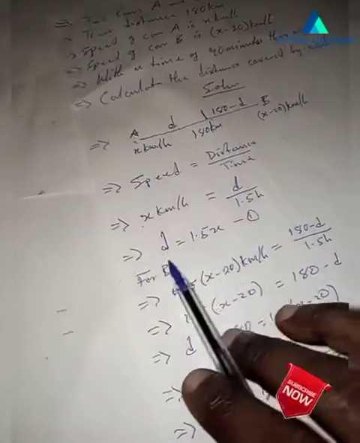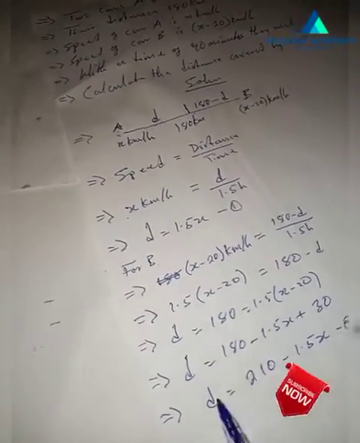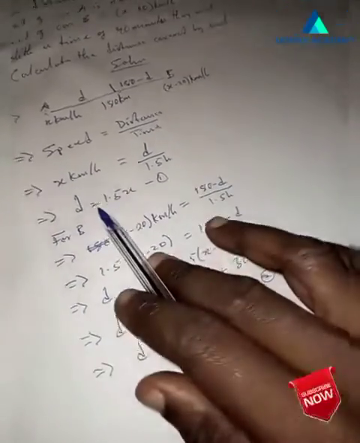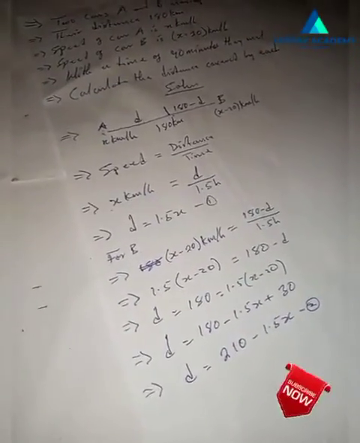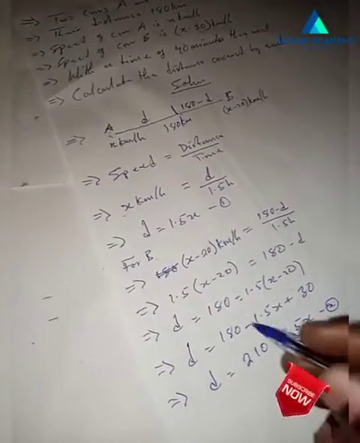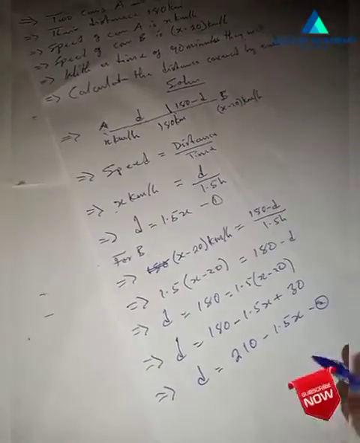From equation 1, you can see D equals this. In equation 2, D equals this. So wherever we see D, we can put either equation 1 in equation 2 or equation 2 in equation 1. Any way you do it, you are going to get your answer. So let's put equation 1 in equation 2.